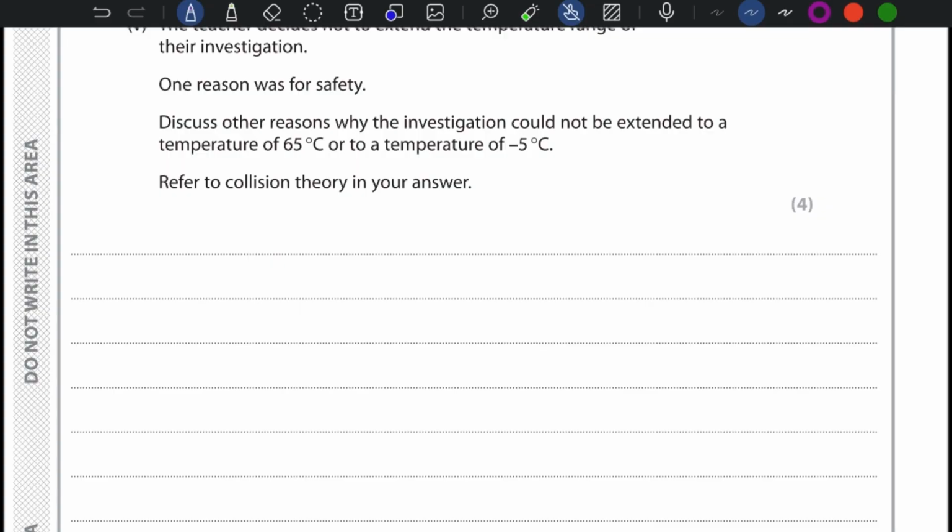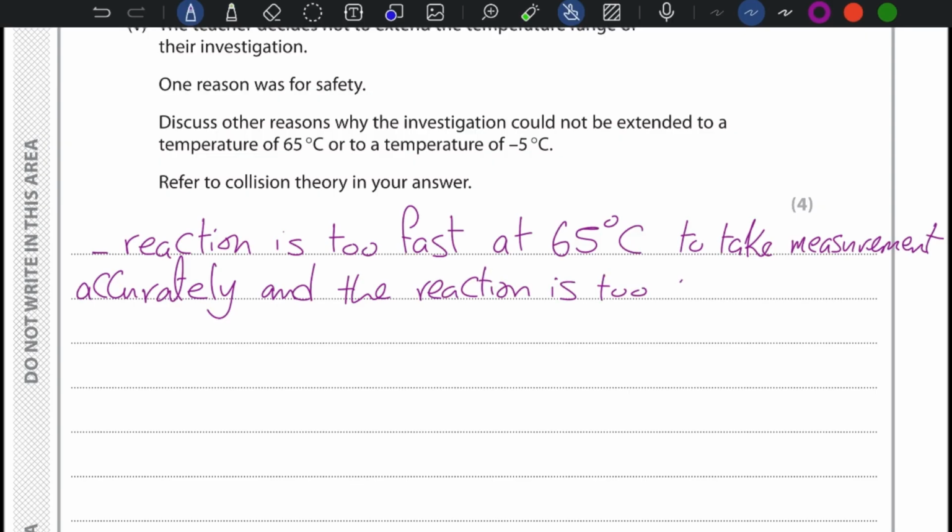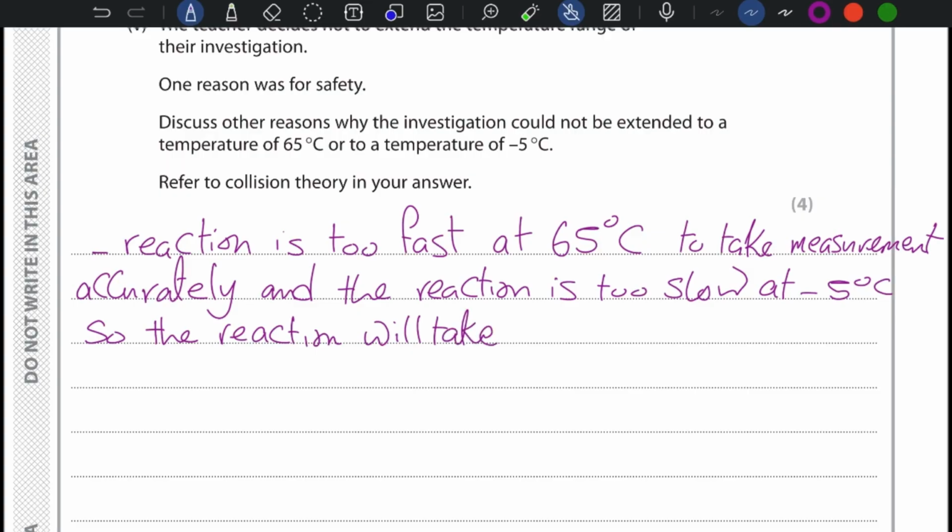So let's write this. Reaction is too fast at 65 degrees Celsius to take measurement accurately, and the reaction is too slow at -5 degrees Celsius, so the reaction will take too long to complete.